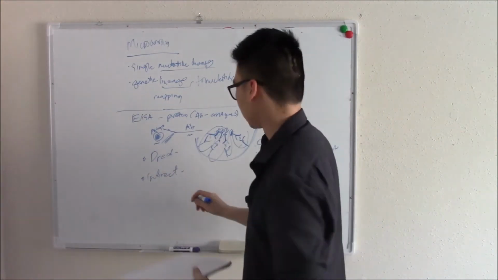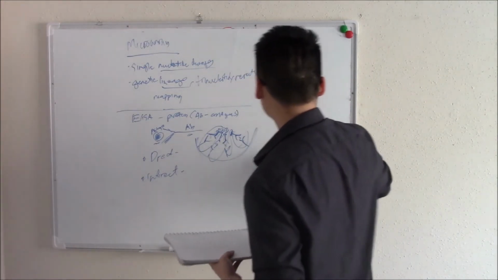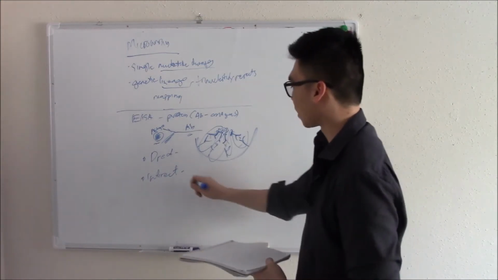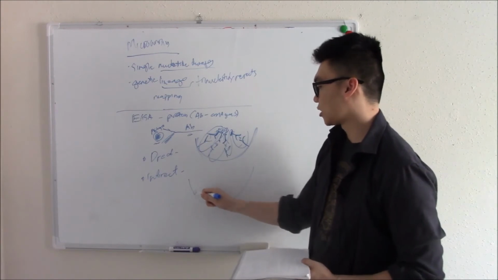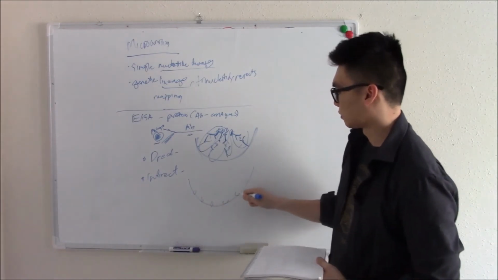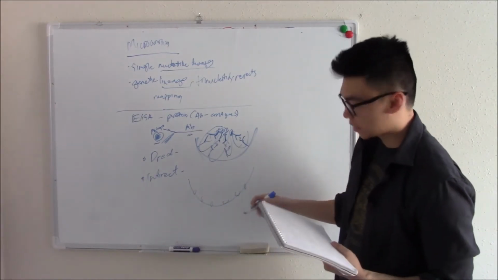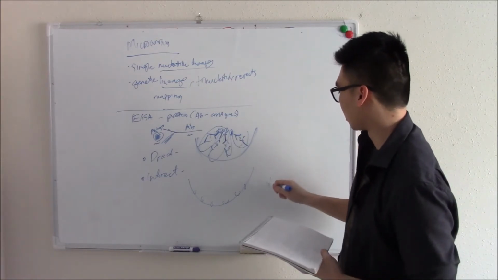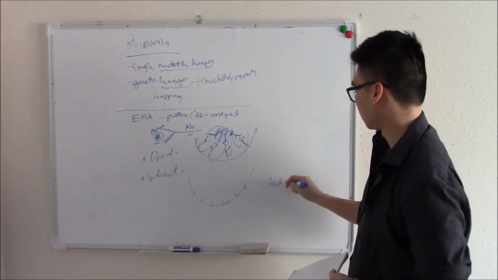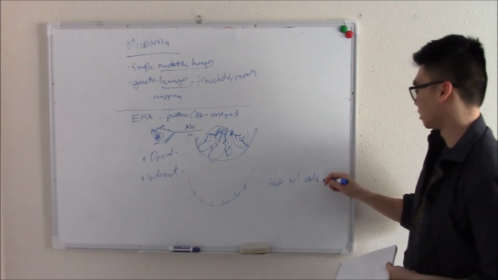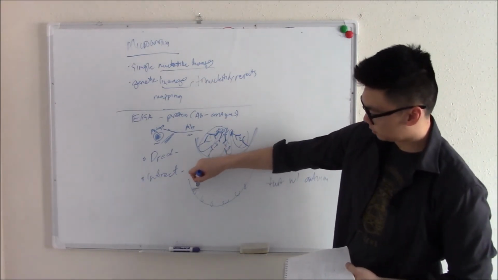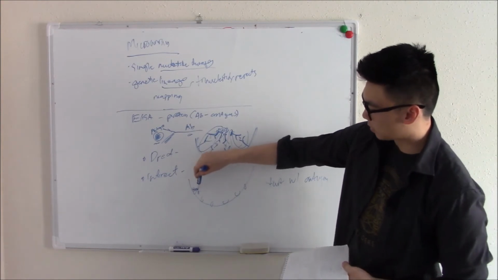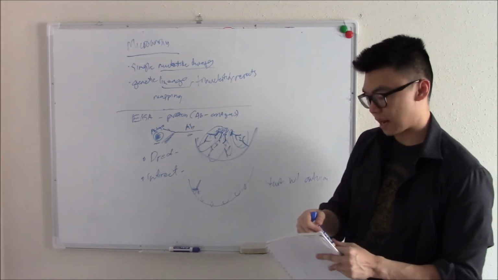Indirect is a little different, but essentially the same thing. Indirect, instead of starting with the antibody, you start with the antigen. By starting with the antigen, you're going to want to add your antibodies. Can't have one without the other.